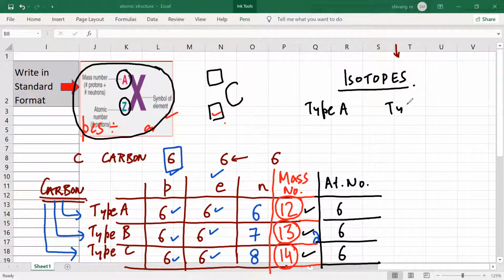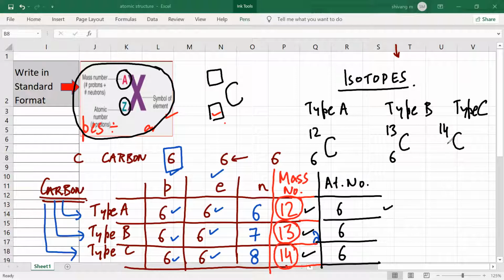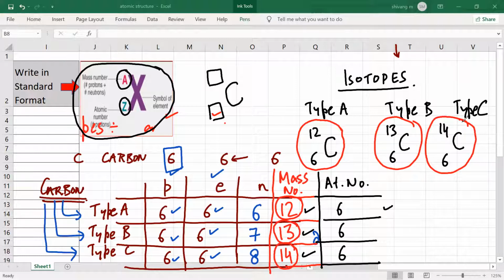Type A would be written as 12, C, 6. Type B would be written as 13, C, 6. And type C would be written as 14, C, 6. Mr. Satya, are we clear? Yes, sir. Mr. Aryaman, are we clear? Yes, sir. So this is how the three isotopes of carbon are written. Are we clear about the standard form?